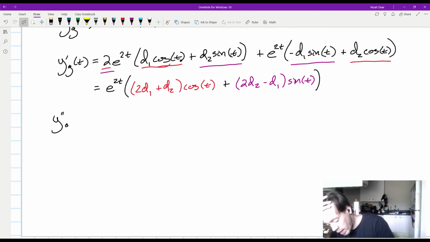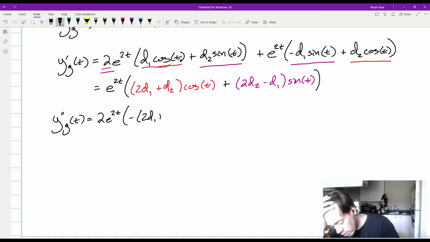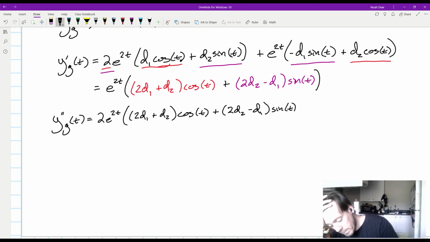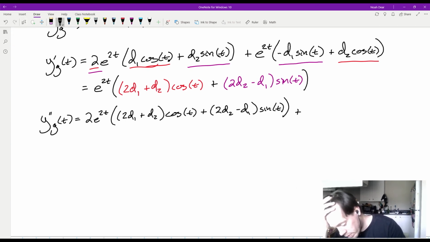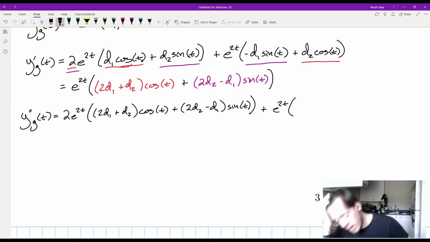So y double prime sub g of t equals the derivative of the first is 2e to the 2t times the inside. Oh, I'm sorry, I don't need to take the derivative of the inside yet. We're just going to copy the inside down: 2d1 plus d2 cosine of t plus 2d2 minus d1 sine of t. And now we're going to do plus the first, e to the 2t, times the derivative of the second. So now is where I'm going to go ahead and take the derivative of that inside. So I'll have a negative 2d1 plus d2 sine of t here.